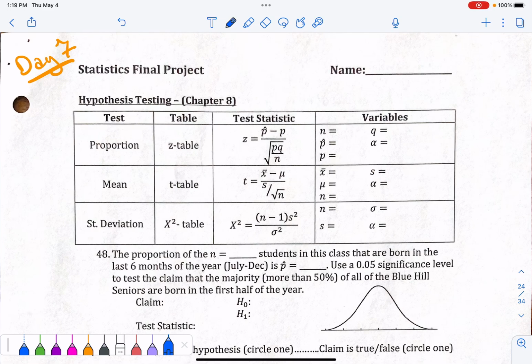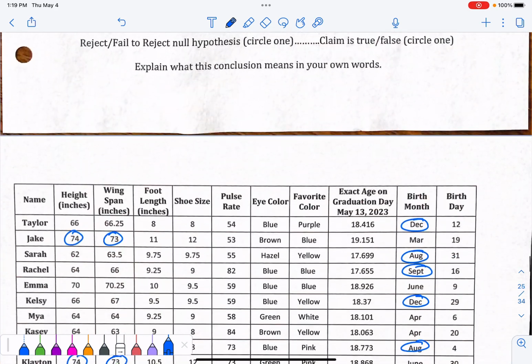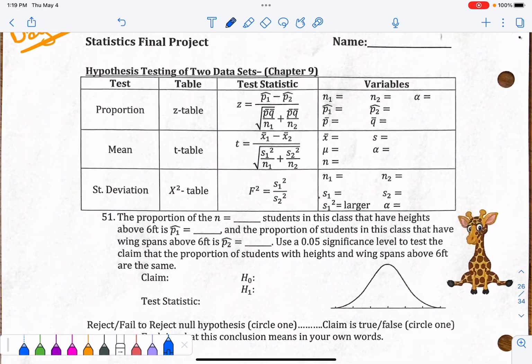Okay, stats. This is day 7. They just told me, though, Mrs. Olson told me that they're wanting to have your grades submitted by Monday. So I'm going to combine day 7 and day 8 video together so you guys can finish this packet and get it all turned in so we can get grades turned in.